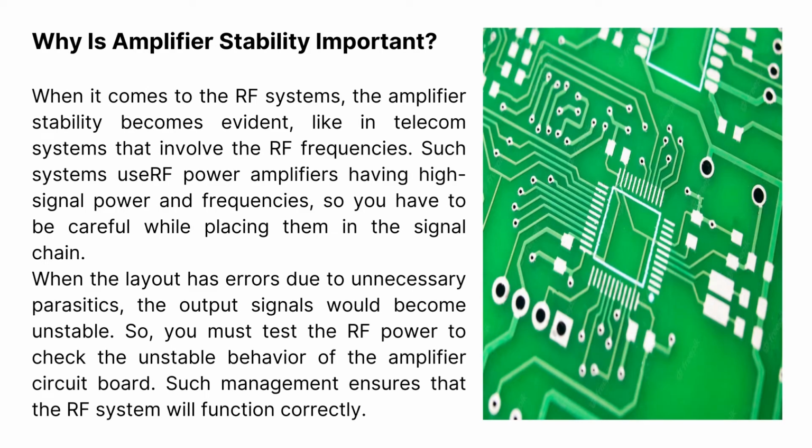Why is amplifier stability important? When it comes to RF systems, the amplifier stability becomes evident, like in telecom systems that involve RF frequencies. Such systems use RF power amplifiers having high signal power and frequencies, so you have to be careful while placing them in the signal chain. When the layout has errors due to unnecessary parasitics, the output signals would become unstable. So, you must test the RF power to check the unstable behavior of the amplifier circuit board. Such management ensures that the RF system will function correctly.